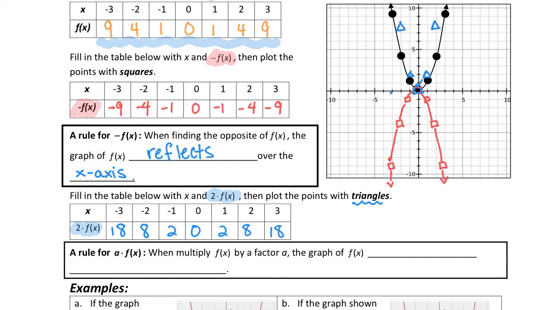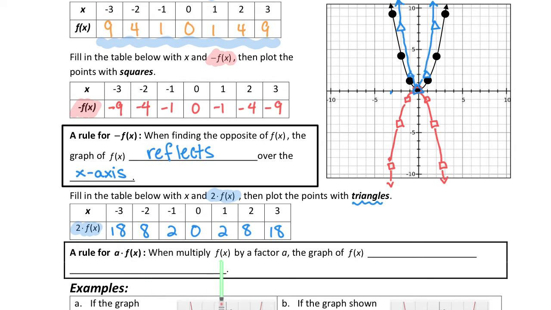I'm just going to connect those triangles with a curve. And what you can see is that my parabola, this shape that's created here, that curved U, became skinnier. Or another way you could think about it is it was stretched like taffy.